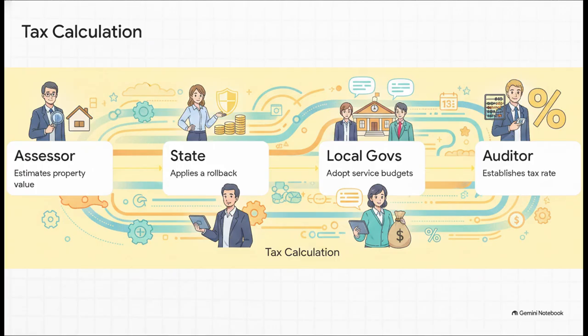Now, how is your actual bill calculated? It's not just one person sitting in an office demanding a check. It is actually an 18-month, highly collaborative process. First, the assessor estimates your property's market value. Second, the state of Iowa applies a rollback to limit taxable growth. Third, local governments adopt their budgets after public hearings. And finally, the auditor establishes the exact tax rate required to fund those budgets. The county treasurer, they just collect the final amount. It is a really complex, multi-layered system.